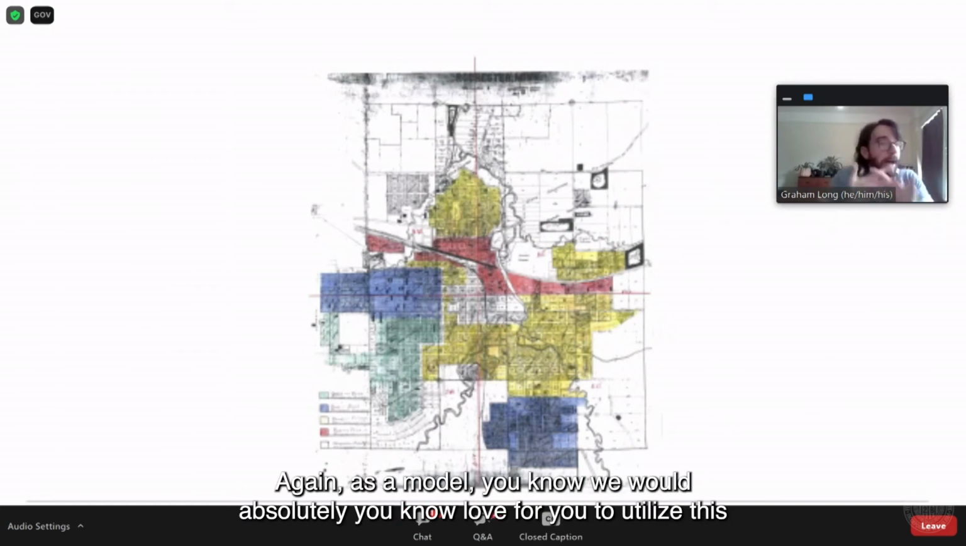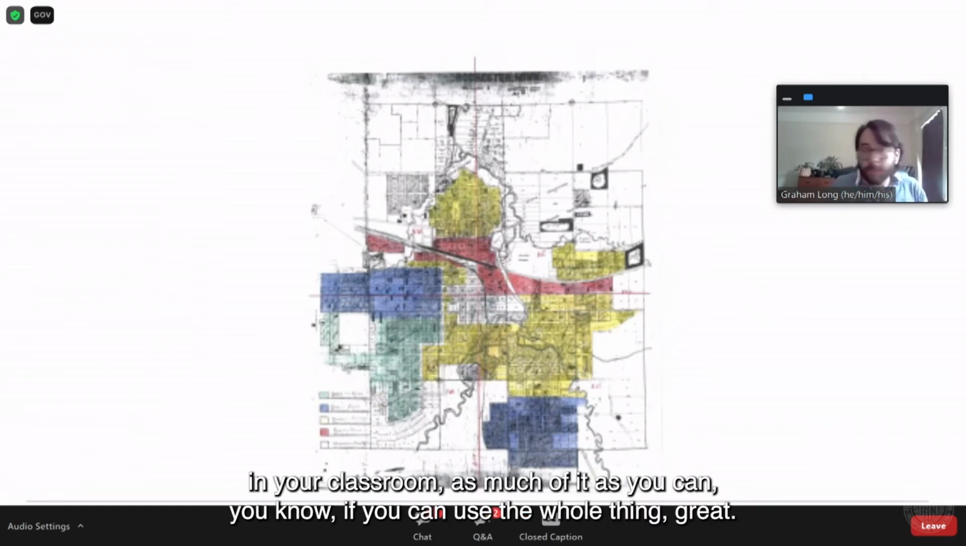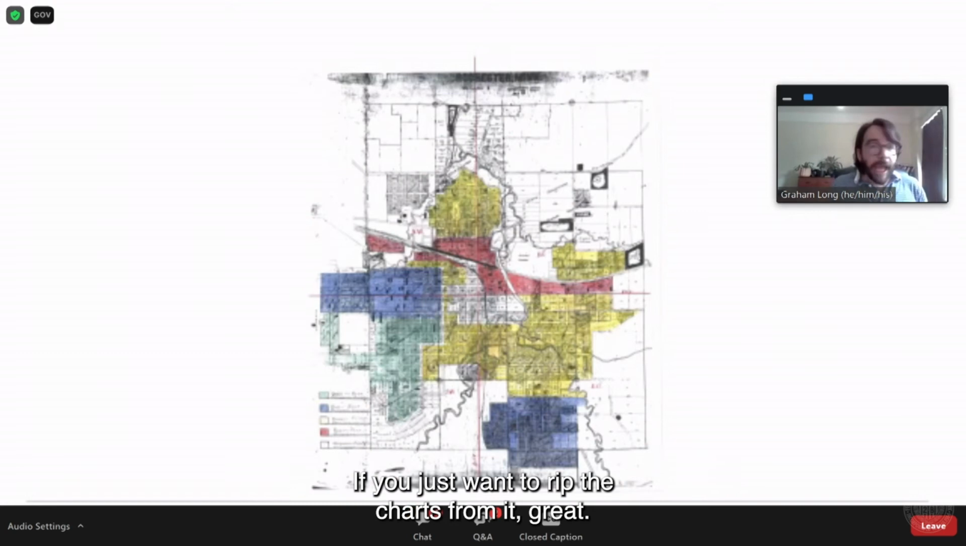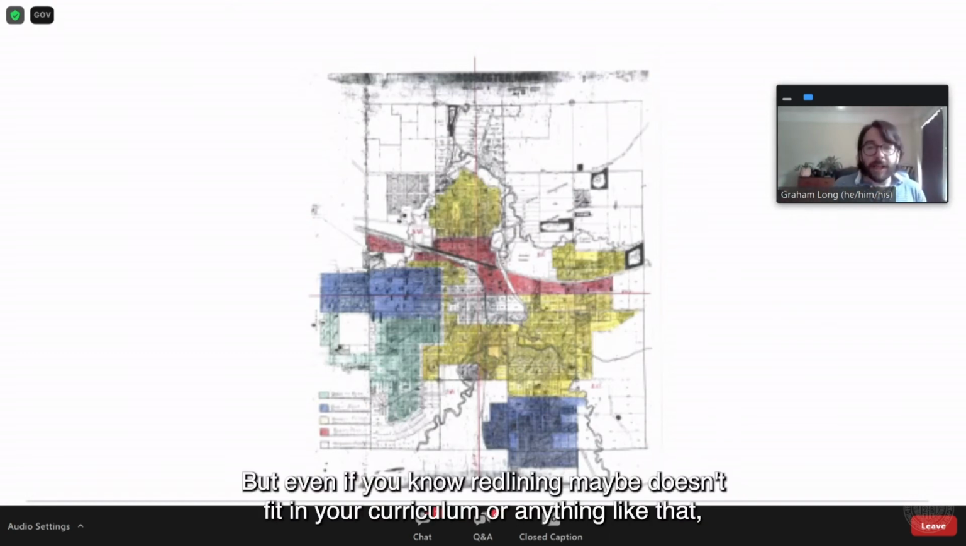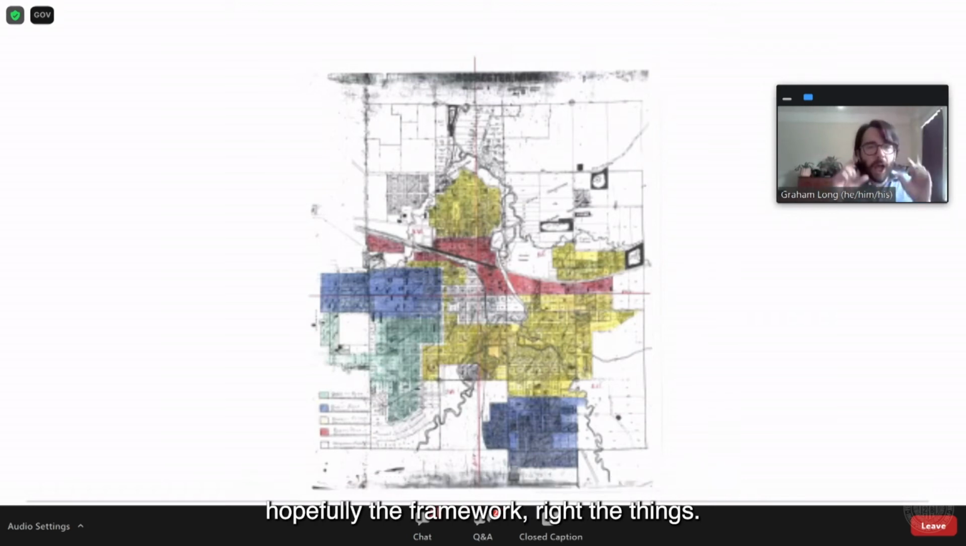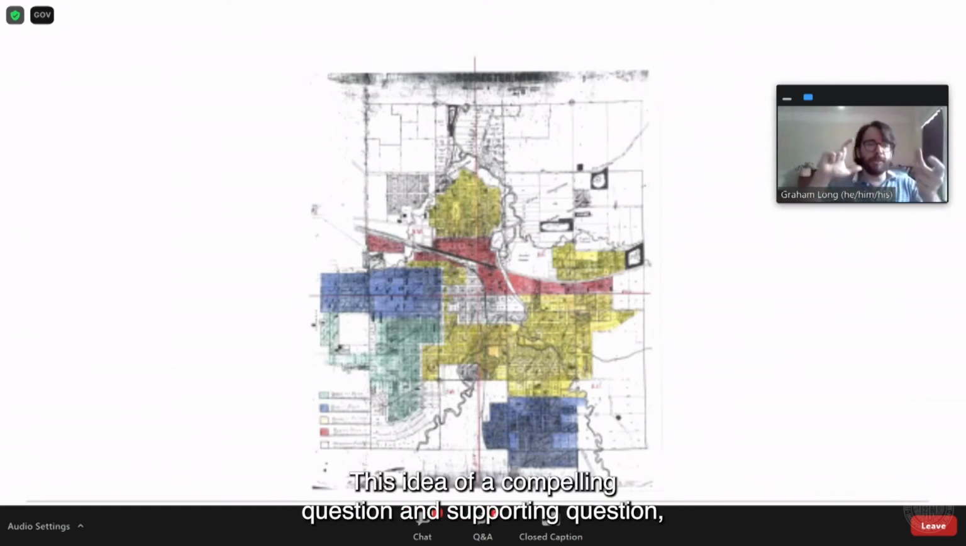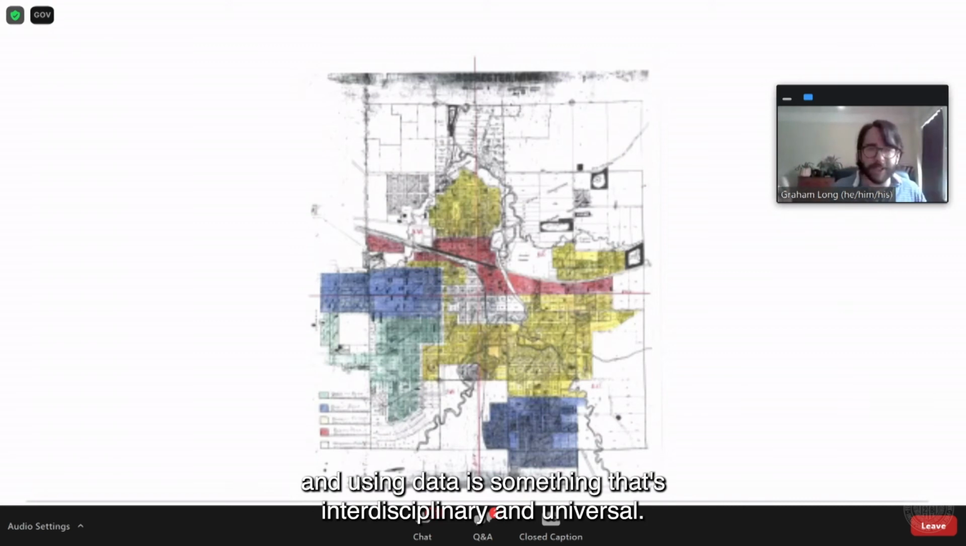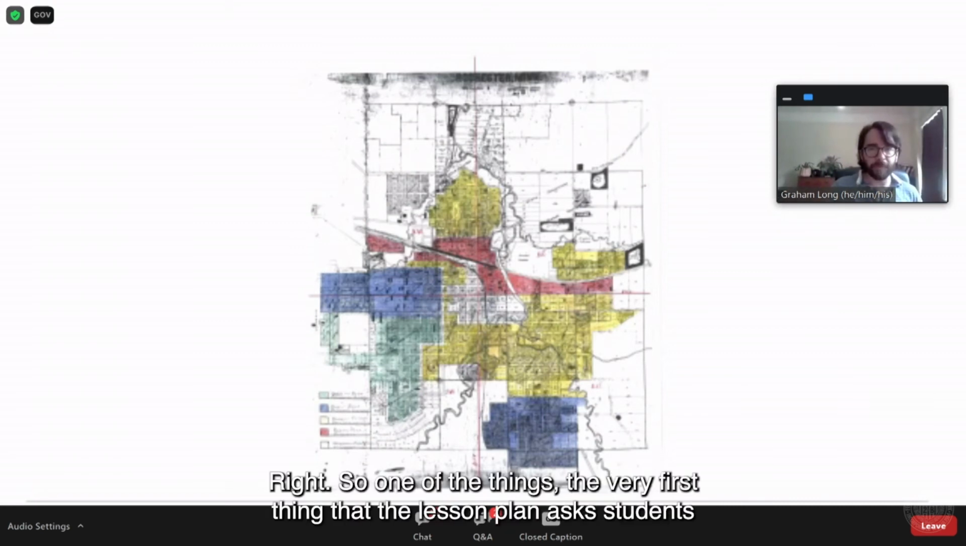Again, it is a model. We would absolutely love for you to utilize this in your classroom, as much of it as you can. If you can use the whole thing, great. If you just want to rip the charts from it, great. That's totally fine. But even if redlining maybe doesn't fit in your curriculum, hopefully the framework, the way that we're talking about it, this idea of a compelling question and supporting questions and using data, is something that's interdisciplinary and universal, right?